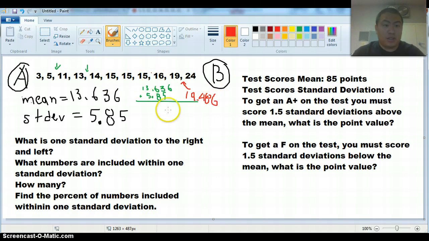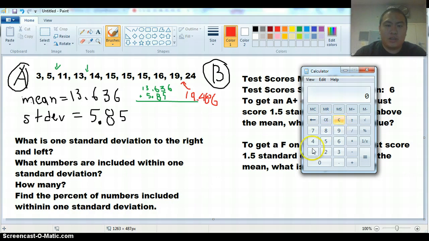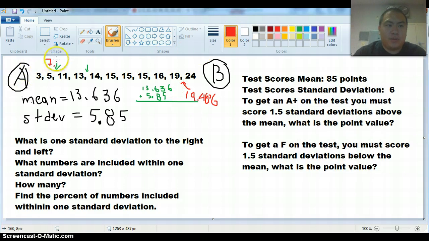Now we go the other direction, and it's going to be a subtraction. 13.636 minus 5.85 puts me at 7.786. So that's one standard deviation to the right and left of the mean.